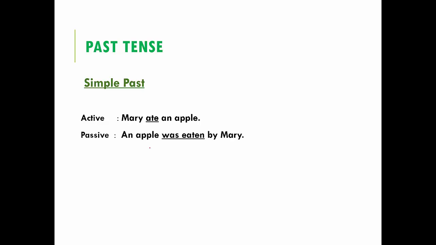Past tense, this is simple past. The same sentence has been repeated, you will see, in almost all the tenses. This is just to give you a fair idea of how it works in active and passive. Here the sentence is in simple past, Mary ate an apple, and the same sentence when written in passive voice will read as an apple was eaten by Mary. The rule here is to change a sentence from simple past to passive voice. The rule is was or were plus V3.